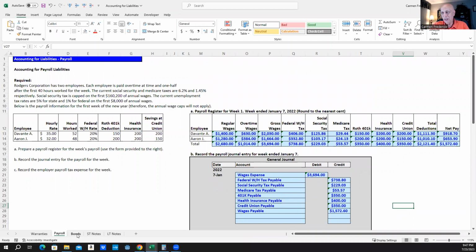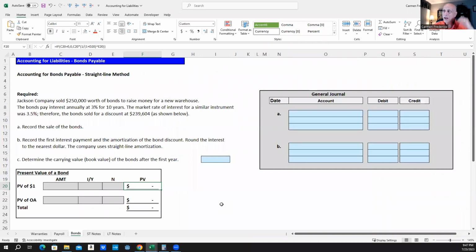Okay, now let's talk about bonds. Bonds payable is another way for corporations to raise money. They can sell bonds. They can sell stocks. You can get really in depth with bonds, but we're going to just touch the surface on these, and we'll cover them as best we can without getting too deep for this fundamental accounting course. So Jackson Company sold $250,000 worth of bonds to raise money for a new warehouse.